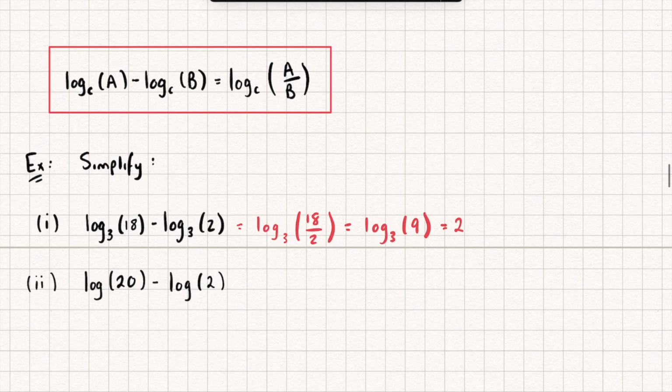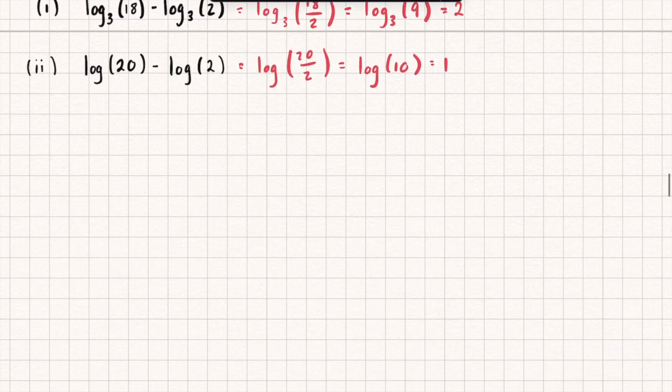And the next one, again, we're dealing with a log base 10. So we've got log base 10 of 20, subtract log base 10 of 2. Well, I could write this as log of 20 over 2, which is just log of 10. And 10 to the power of what is 10? Well, it's just 10 to the power of 1.